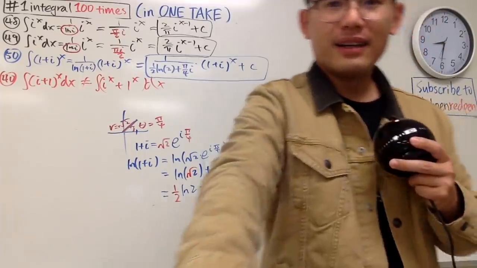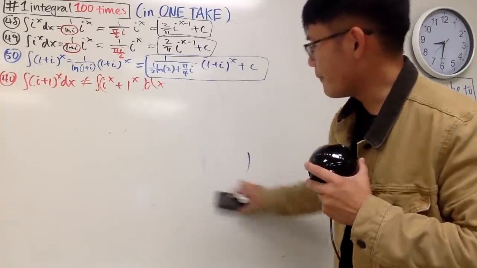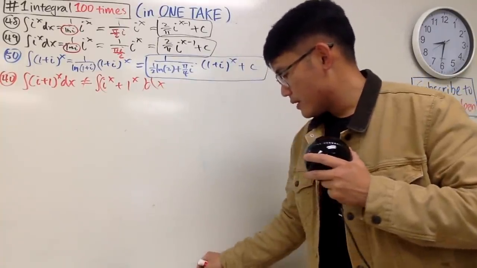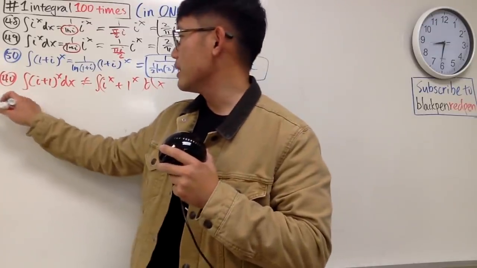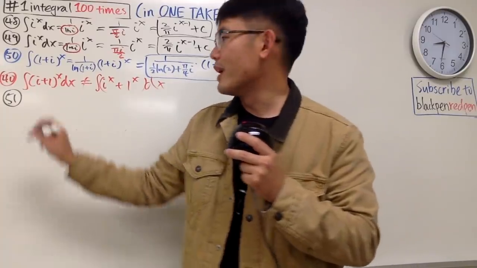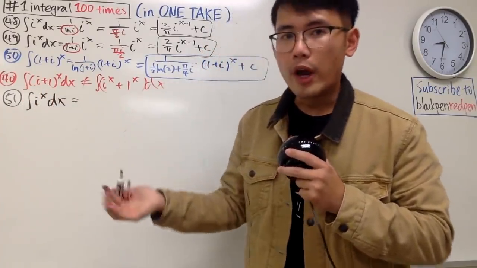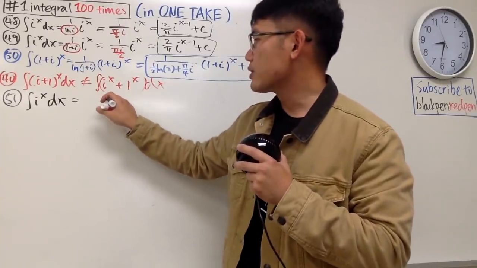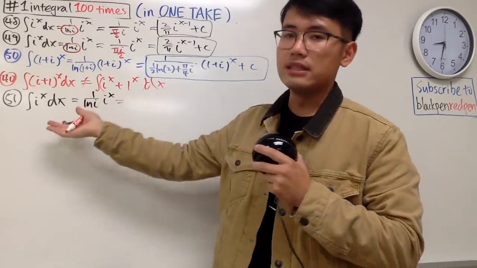Okay, that was number 50. We are halfway done, so that's good. Now, let's see, what can we do for number 51? Of course, we are going to integrate this one. It's a famous one, the integral of i to the x power dx. Well, when we integrate that, this is just going to give us i to the x power over the natural log of i, because the base is just i.